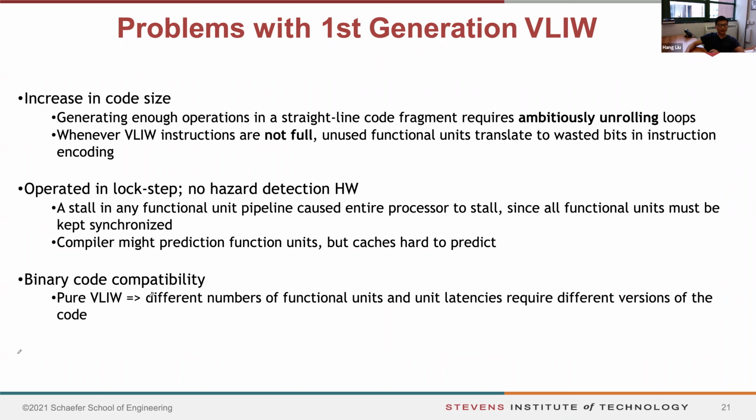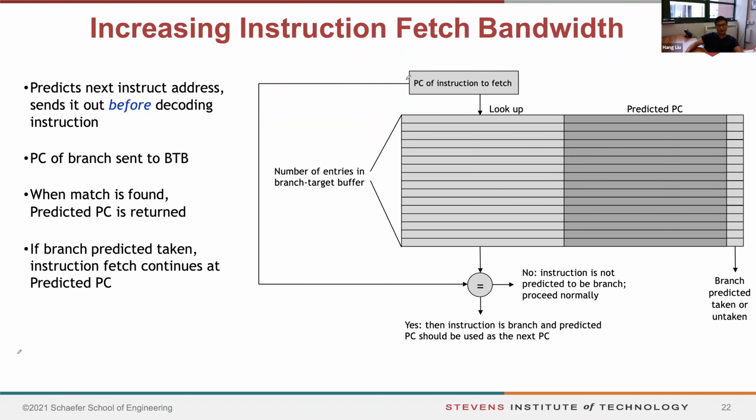And then binary code compatibility. Pure VLIW, different number of function units and unit latencies require different versions of the code or compilations. Increasing instruction fetch latency: we can predict next instruction address, send it out before decoding instructions. We can send the PC of the branch to the branch target buffer. When a match is found, we return the predicted PC, and if the branch is predicted taken, instruction fetch continues at the predicted PC. This is what we discussed in the dynamic branch and static branch prediction section of lecture 7.